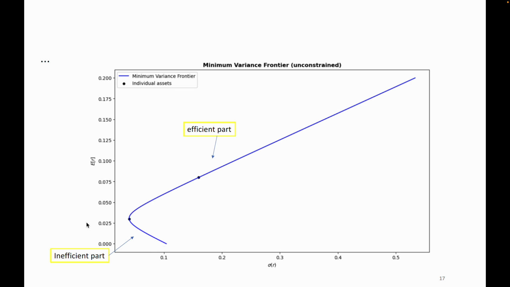And here I have the expected return. I could have called that also mu. And in dot, I have a legend here. It says individual assets. So the dot here has a lower expected return. So it will be my debt fund. This will be my equity fund. And everything on the blue line are portfolios on the minimum variance frontier.